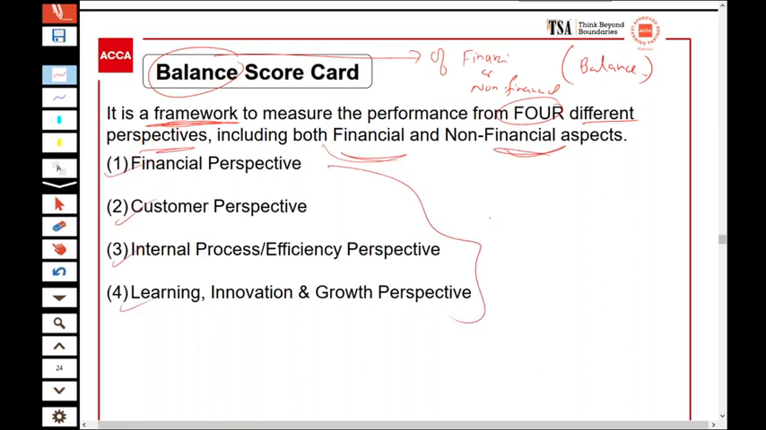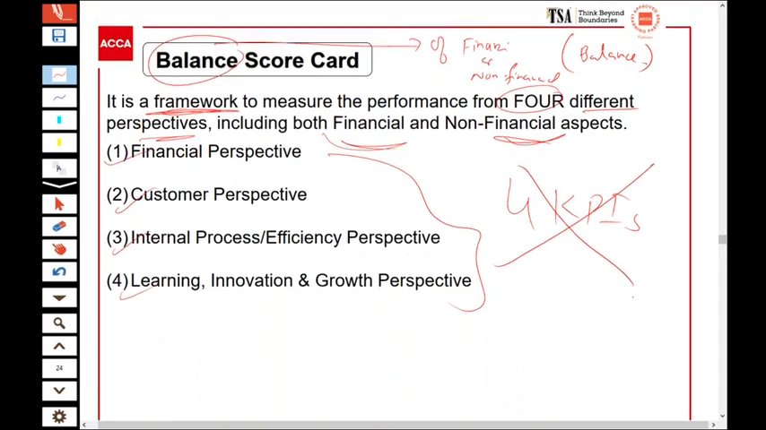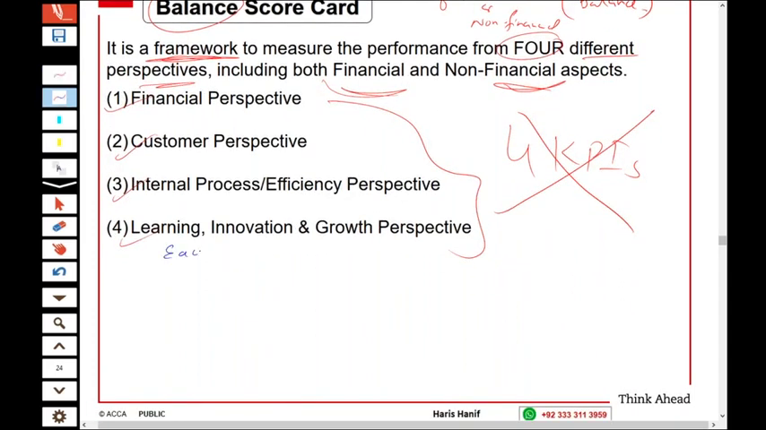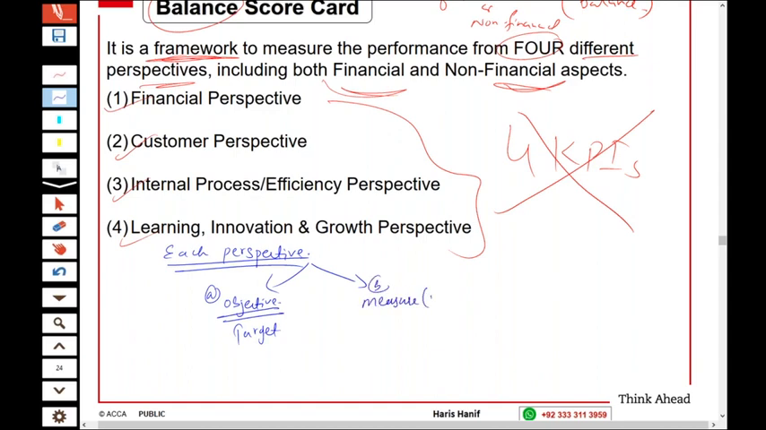One, two, three, four. Remember, these are not four KPIs. These are four angles, and each angle has different KPIs. For each perspective, you will receive two things. Number one is the objective, which means your target. And number two is the measure, which means KPIs.